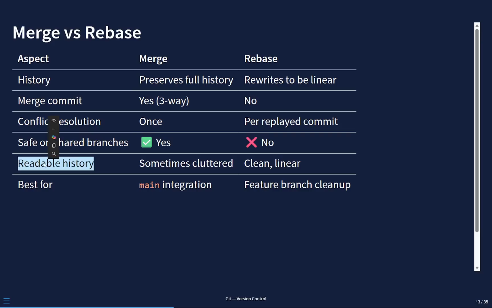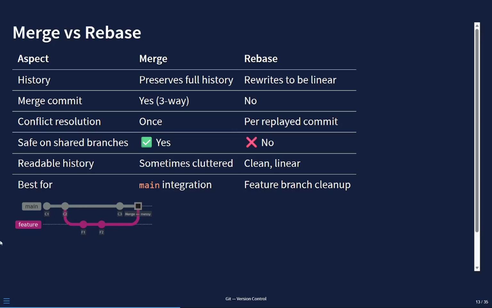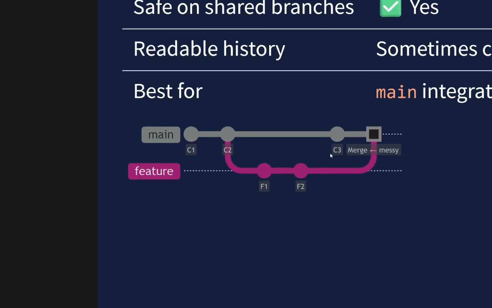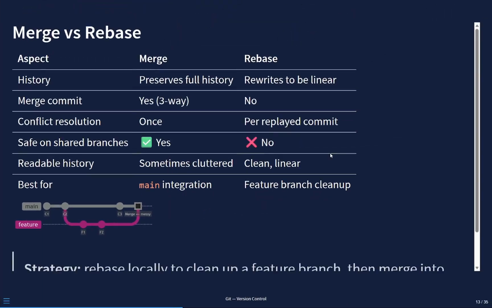Readability. This is subjective. Some teams find a flat linear rebase history easier to follow. Others find that merge commits provide valuable context about feature groupings. Click. The Git graph shows what a merge-heavy history looks like: the diamond-shaped merge commits that some teams find messy. Click. The recommended strategy that many teams use.